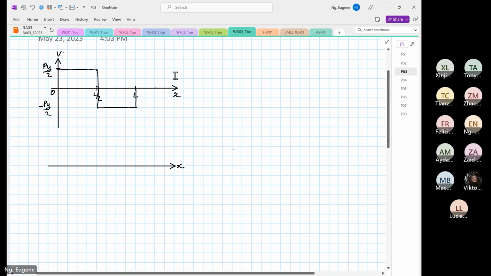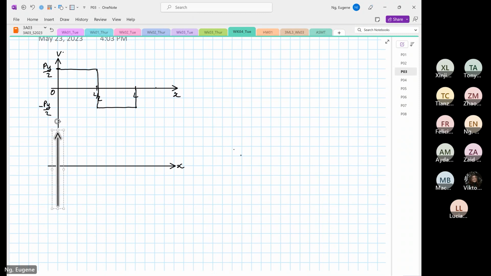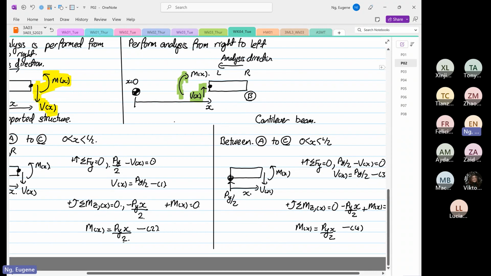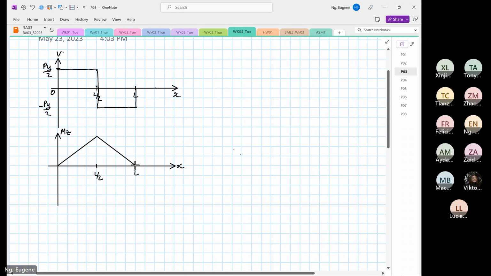So this is our X, and then this is our moment about Z, and then we have L over 2, and over here we have L, okay? So this diagram will look like this. It won't have a straight line going up here. So if we were to look at the function, it is Py x over 2, right? So this is a positive gradient. On the cantilever beam, it's also a positive gradient. So this thing will go up like this, and then after that, it will come down. Okay? So this will be equal to Py L.